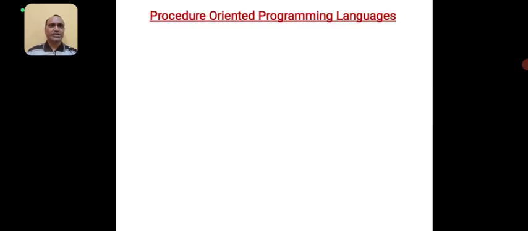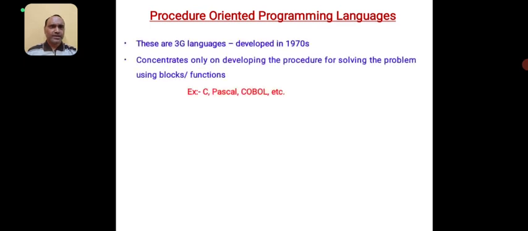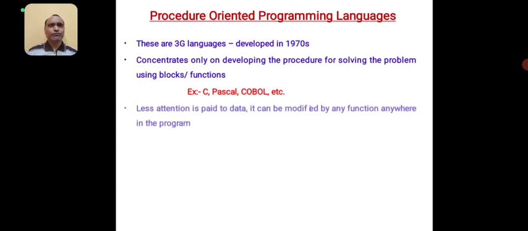Why are they called procedure oriented programming languages? Because the name itself represents that in these languages the main focus is on developing the procedure to solve a problem. Means a step-by-step procedure is developed to solve a given problem. That is the main intention in the program. So less attention is paid to the data. Means the security of data is not at all bothered.